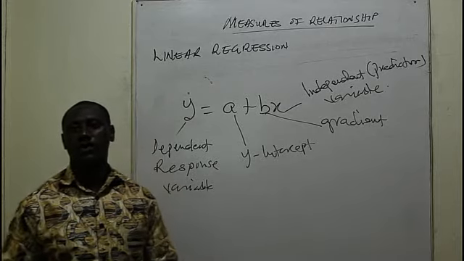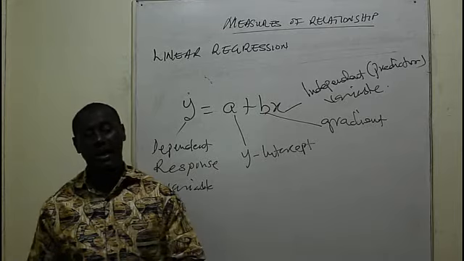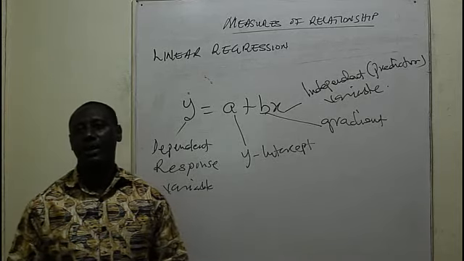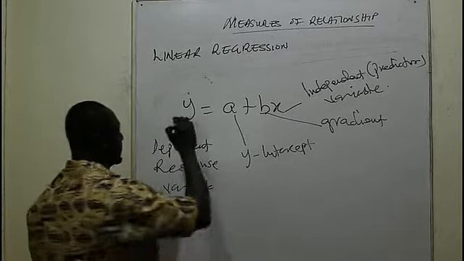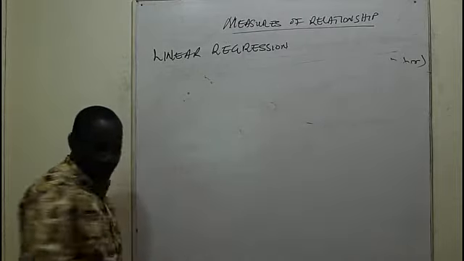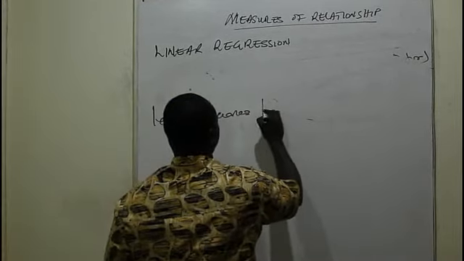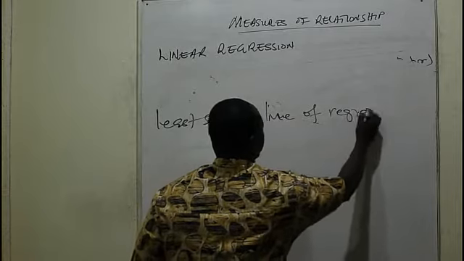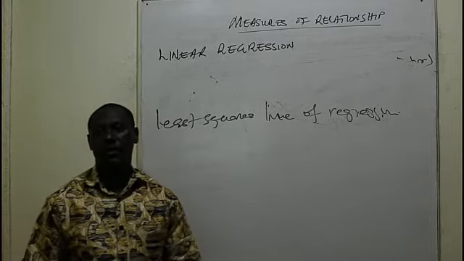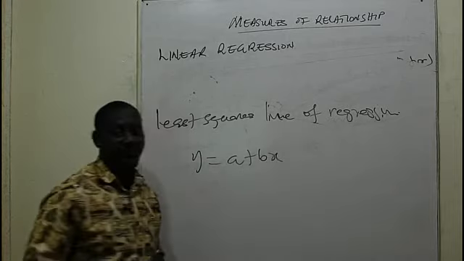And so we can use this to construct a scatter plot. So you can use the data to construct a scatter plot and draw a straight line fitted through the middle of the points. This straight line is what we call the least squares line of regression of y on x. And so I've given you that equation, y is equal to a plus bx, and I've defined the terms in it.